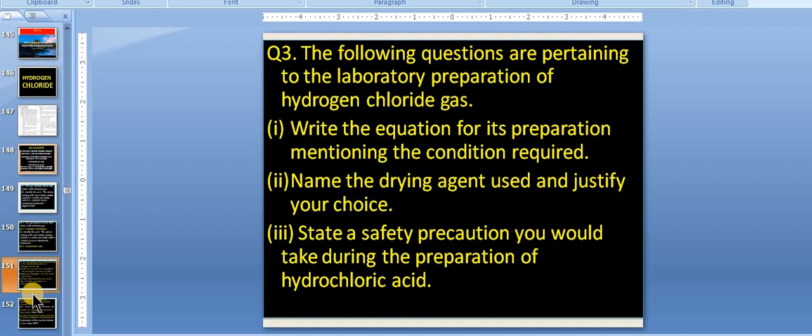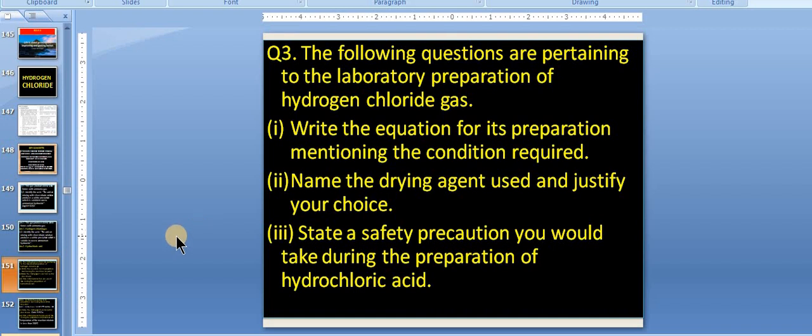Sodium chloride. Okay, it is better to write in the chat box so it is convenient for me. Sodium chloride. And what is the temperature condition required? Is the temperature less than 200 or greater than 200? This is also very important. It is below 200, right? Now the drying agent used: is concentrated sulfuric acid used or calcium oxide used? Concentrated sulfuric acid is used. Very nice, very good answers. You cannot use lime like CaO. Why? Because it will react with acid. Okay, so that's the reason.